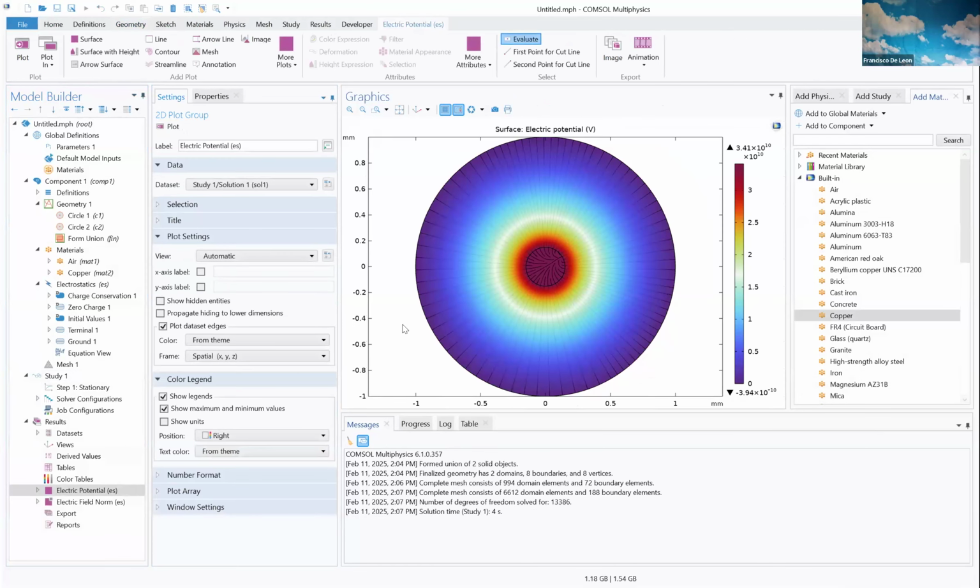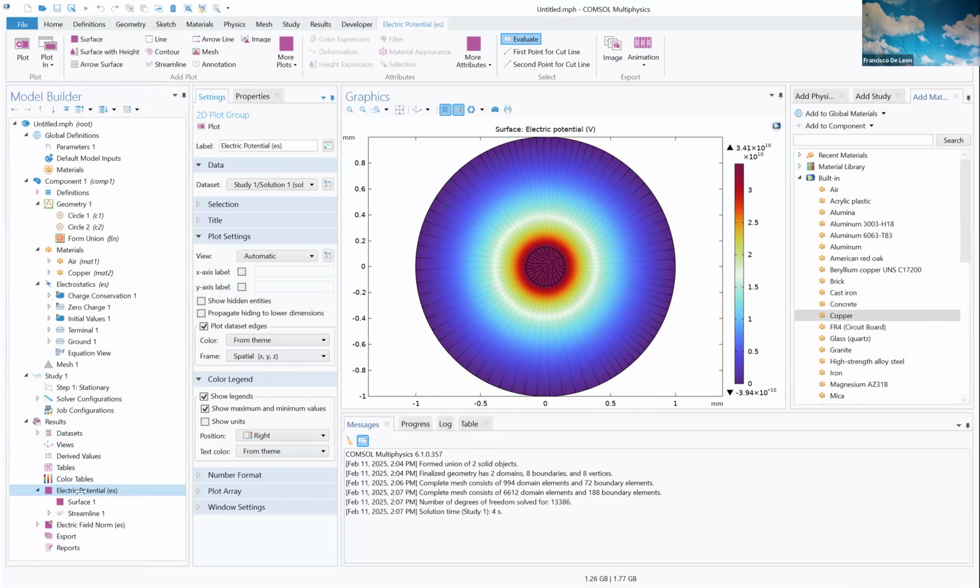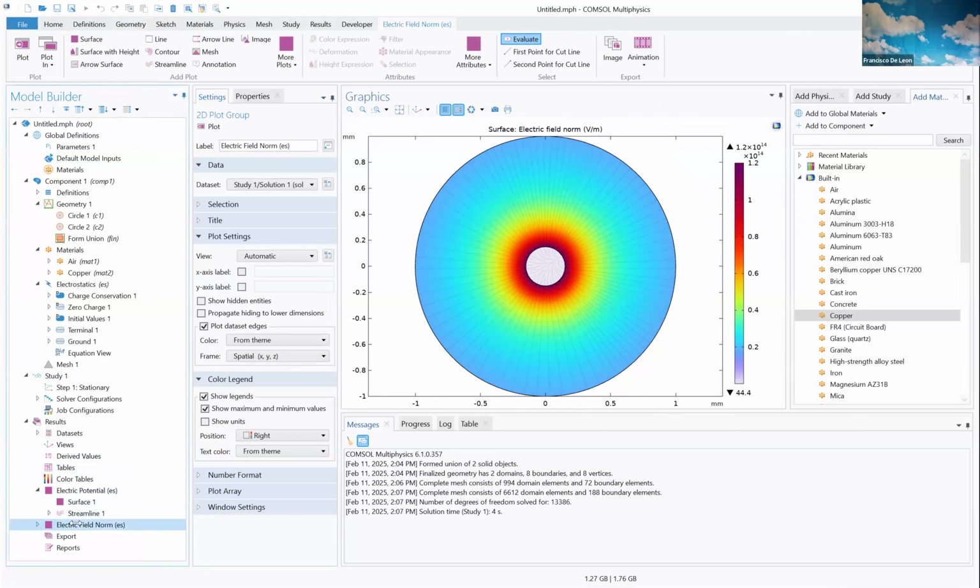And then here you can see the electric potential, right? In this, the software has already found the electric potential here and the electric field norm, right? The electric field norm tells you the intensity or the magnitude, and you can see that the electric field intensity goes low as you are approaching the boundary, right?